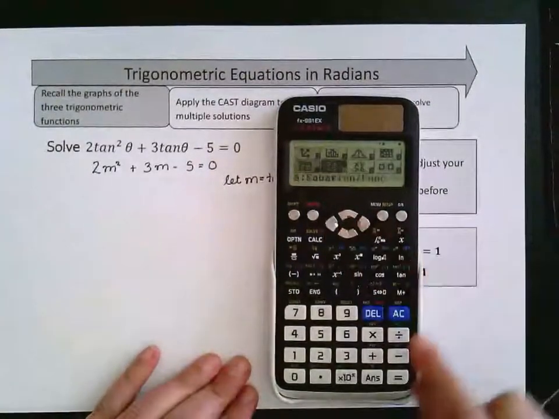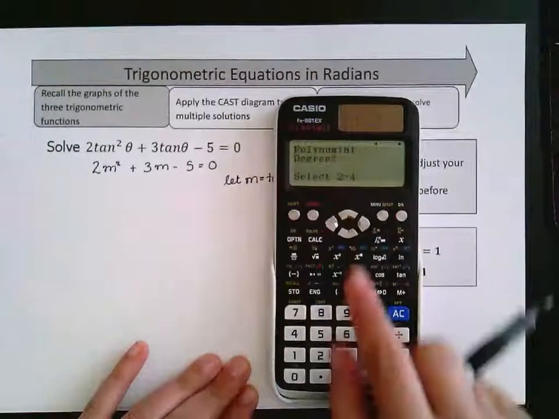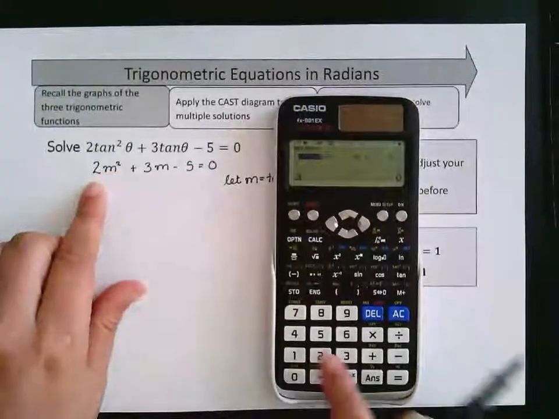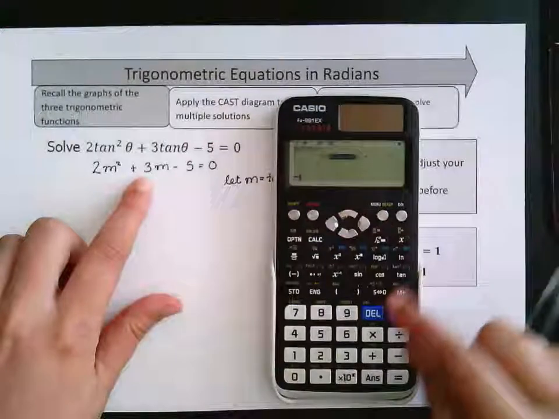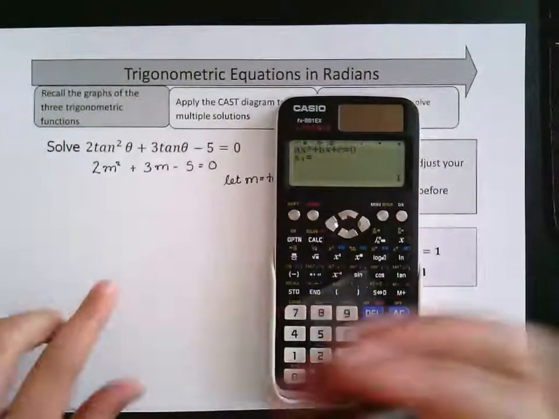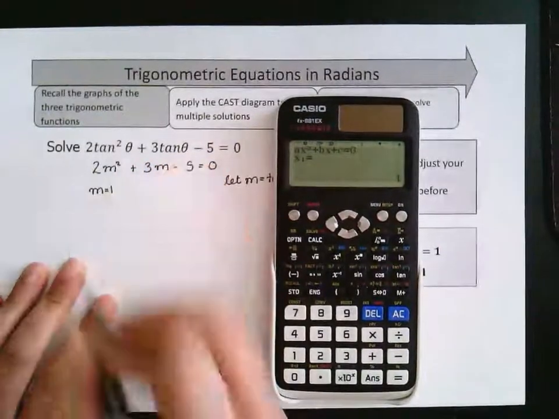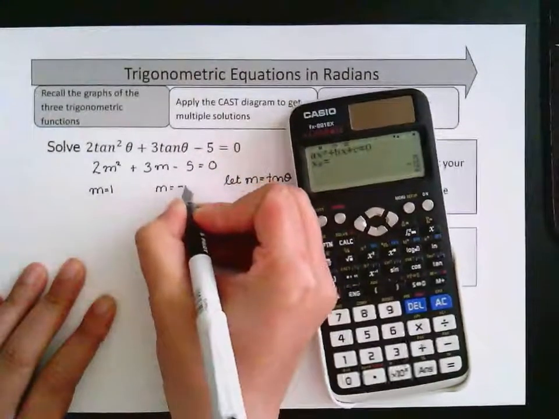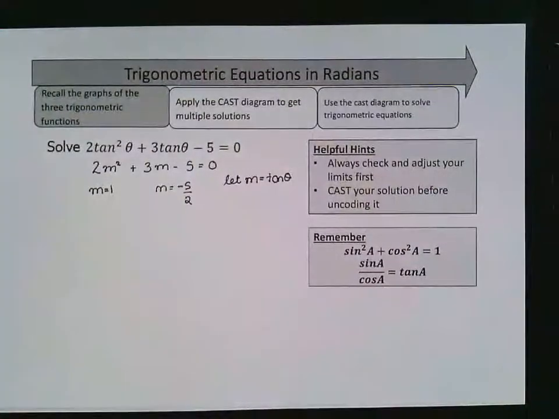I'm going to go into equation mode, polynomial, and we've got a quadratic, so its highest power is a 2. 2, 3, and minus 5, and that will give me an answer of m equal to 1 and m equal to minus 5 over 2. I have two solutions here.